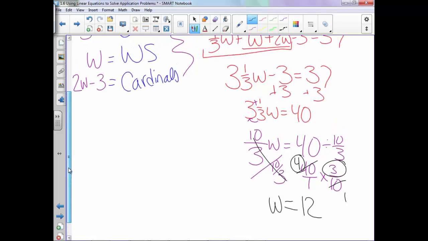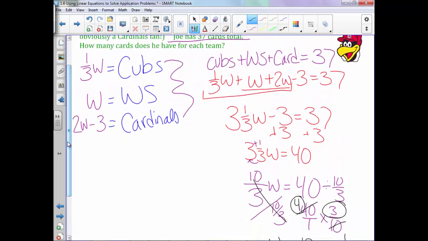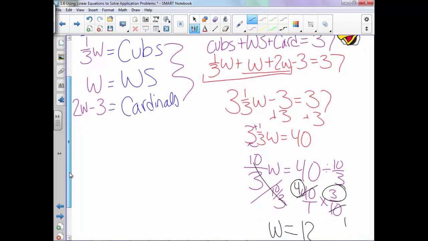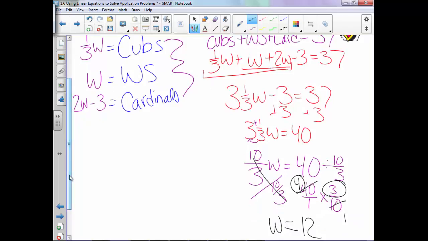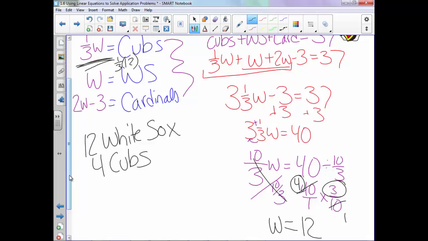So now our question was asking, how many cards does he have for each team? This means, since our W was 12, he's got 12 White Sox cards. He's got a third as many of these for Cubs, so 1/3 times 12 is 4. And then we've got 2W minus 3, so 2 times 12 minus 3, or 24 minus 3, 21 Cardinal cards.